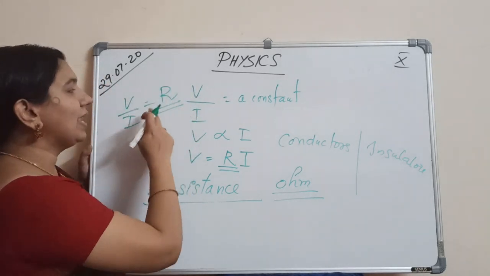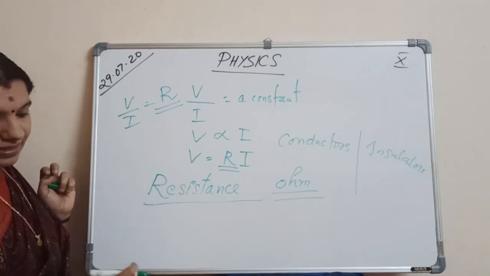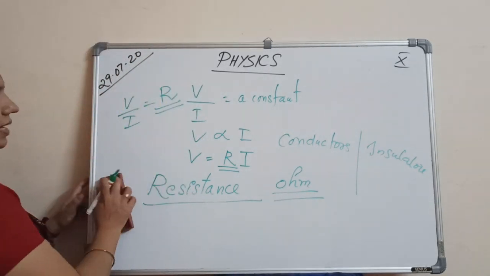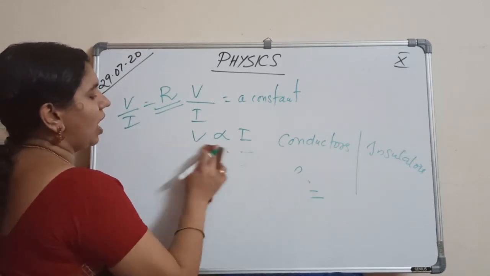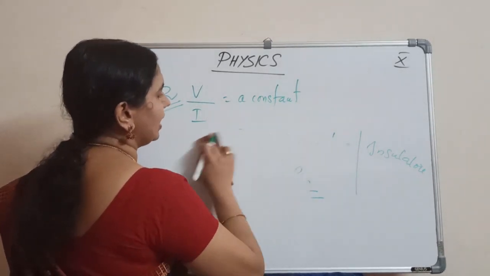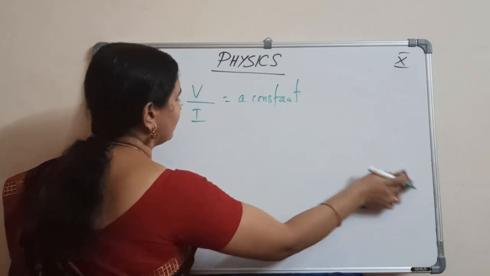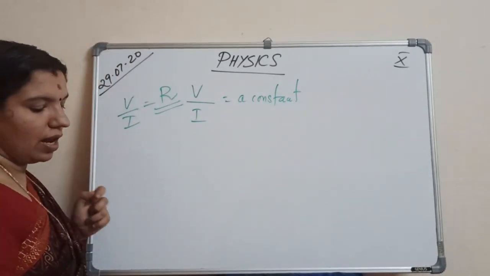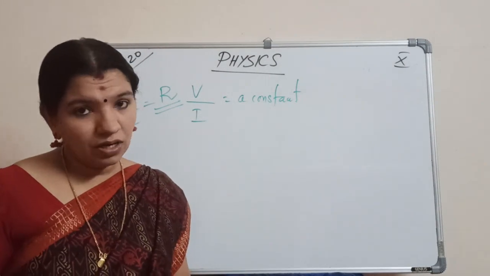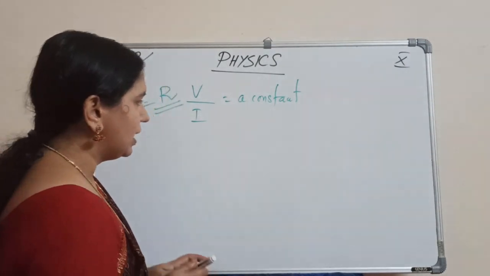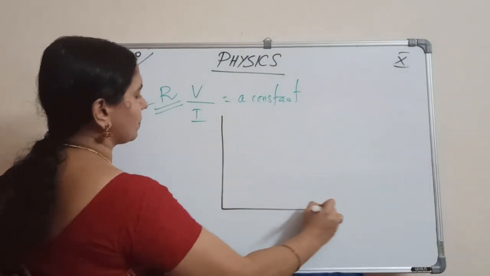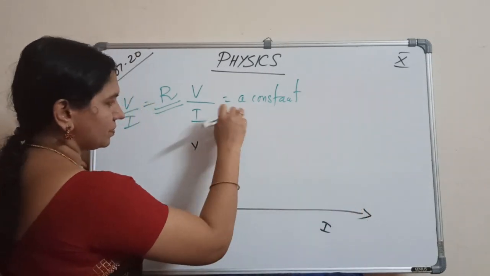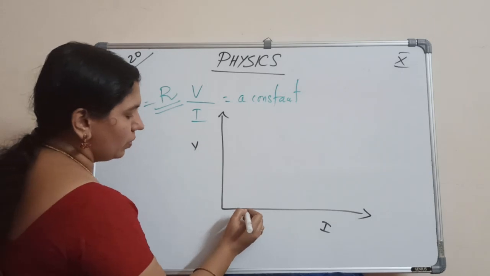So if V by I is a constant value called resistance, and if you are plotting a graph between V and I, what is the shape of the graph? You have studied that. If two quantities are directly proportional, what is the shape of the graph? So let us plot a graph like this. So this is V and this is I. Clear?